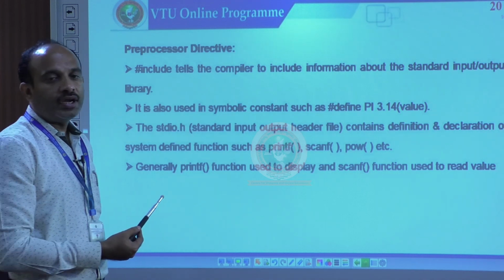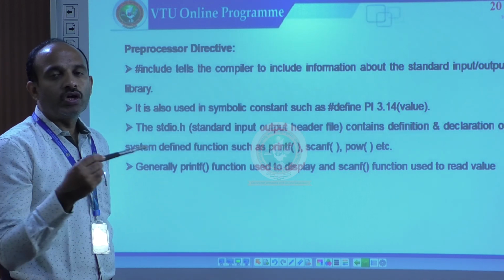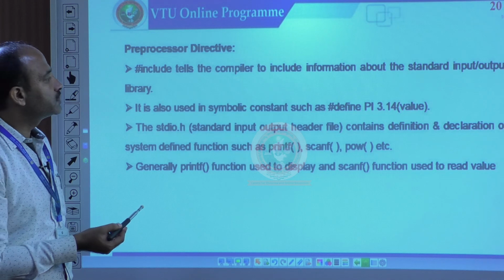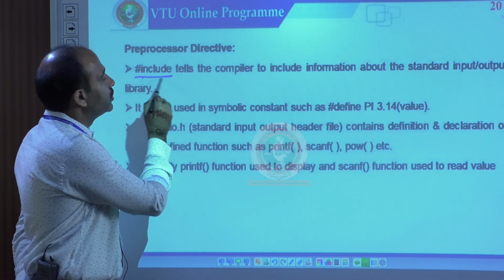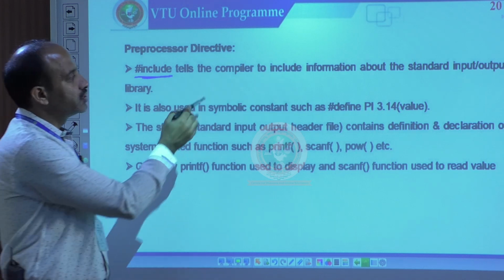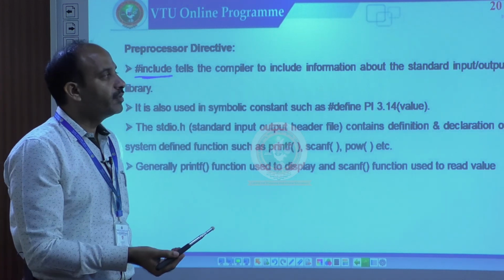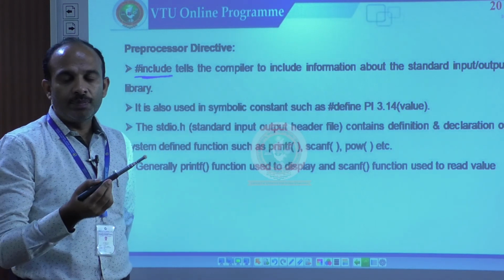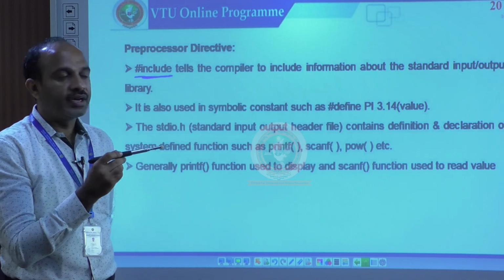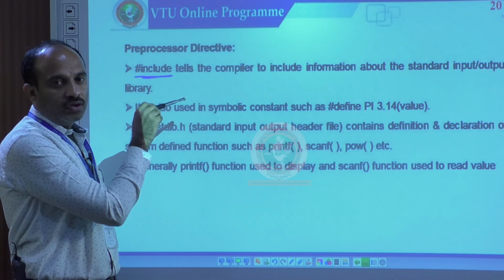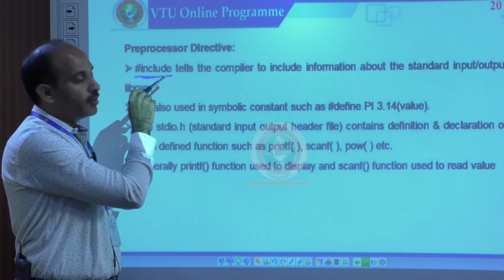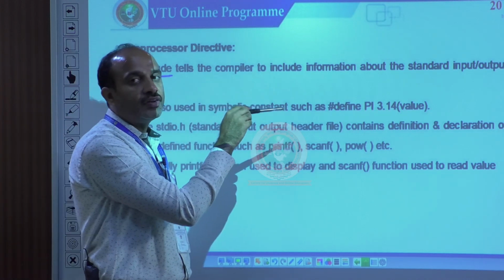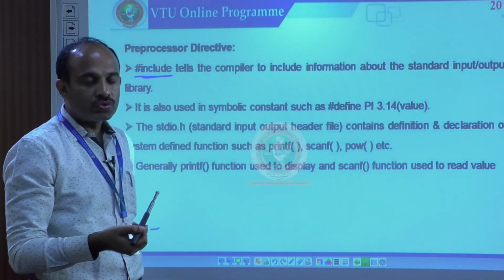Preprocessor directive, as I already told you, is some information we need to include in your program. So how do you include that, or how do you define this preprocessor? There is a hash include that will instruct your compiler to include some information about the input and output library. Hash include gives the instruction to the compiler to include the information. What information? Whatever information you want to use in your code.